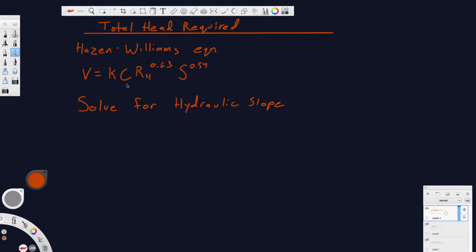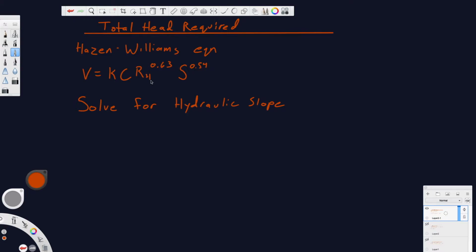Okay, so you have your coefficient of friction. This is going to be based on the material, right? So it's going to be like smooth concrete, or iron pipe, or whatever. That's how you're going to look that up. Then you have your hydraulic radius. We've talked about this before in some previous videos.